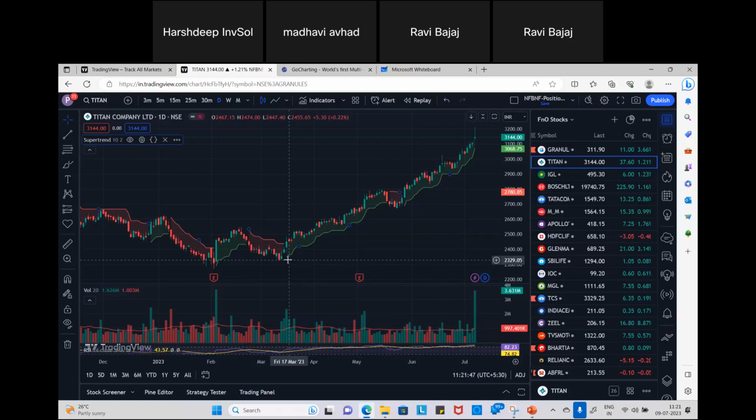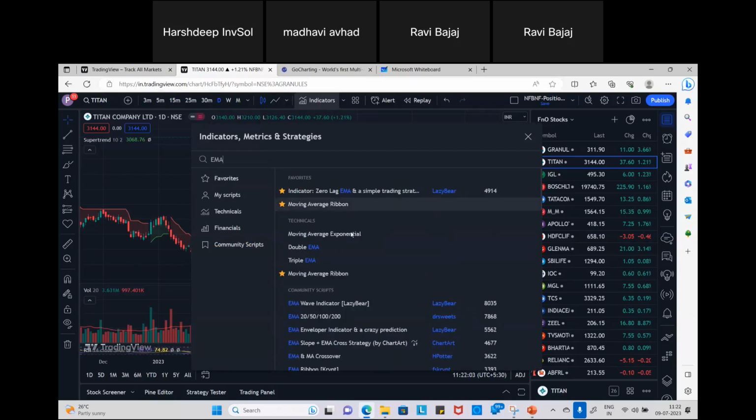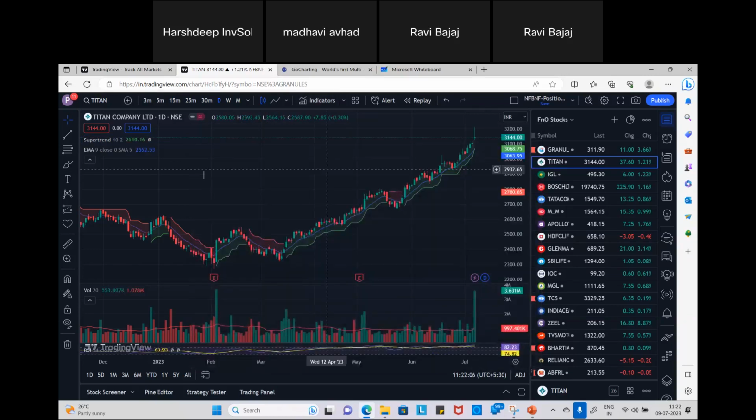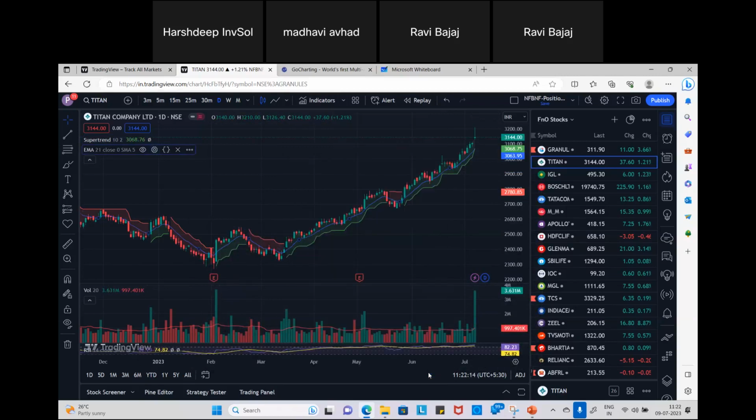What does that mean? We are using the second indicator to get a confirmation on our trade. So we will use the second indicator. The second indicator is just EMA, exponential moving average, and then we will just change it to 21. Okay, our setup is ready here. So let's see how it goes.